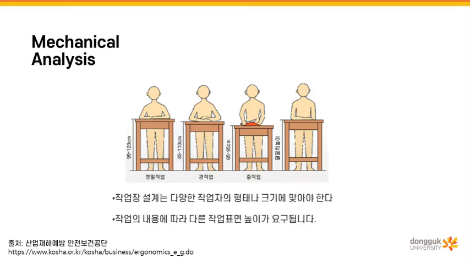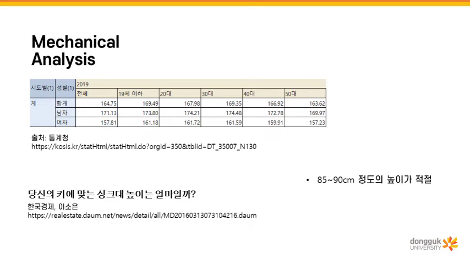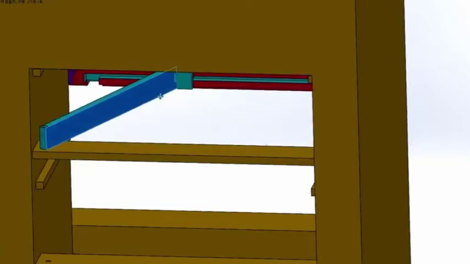The worker's standing posture can cause health problems. We use ergonomic data to find a good working height. In addition, we have to consider the distance that the user can reach without movement to pick up the items. Referring to statistics of Korea and news, we came to the conclusion that a height of 85-90 is good for workstations. We will show you how it moves.